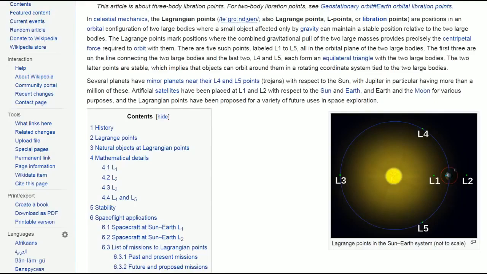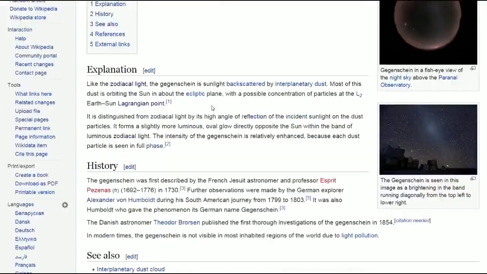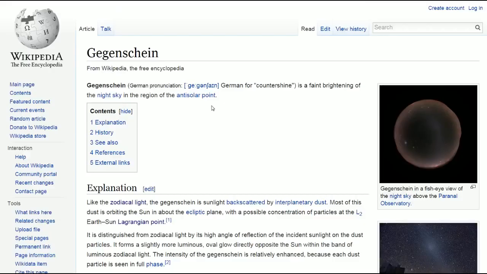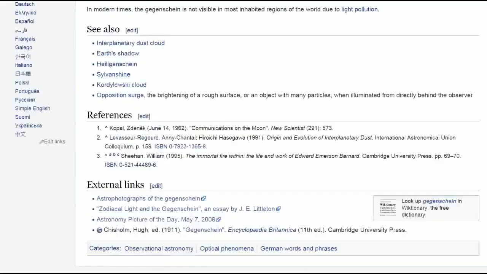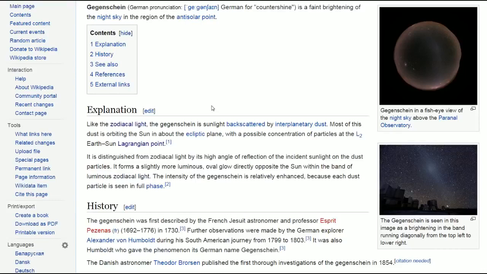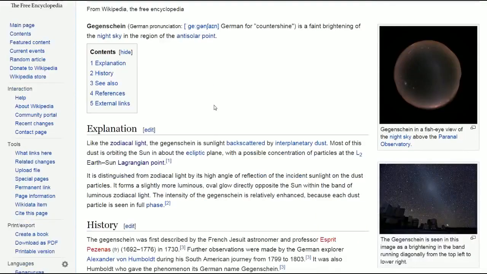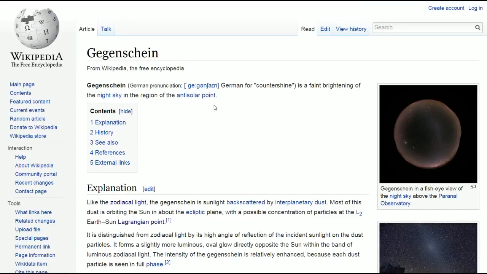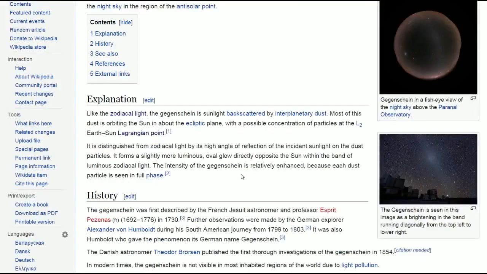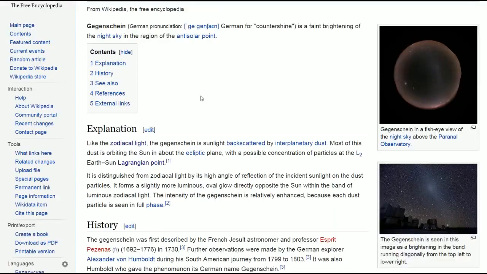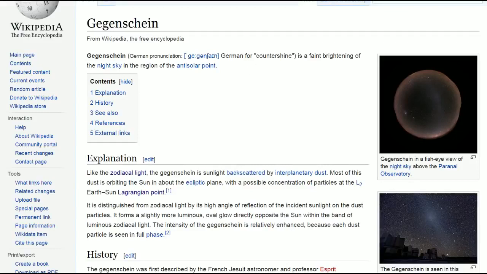And look at this Wikipedia page on the Gegenschein. Look how weak, look how anemic it is. This is all they have. If that is not indicative that they don't want people to know about the Gegenschein because it destroys a lunar eclipse in a heliocentric model, then I don't know what is. Okay, this is all they say. But they have to admit that it's anti-solar. Gegenschein is German for countershine, a faint brightening of the night sky in the region of the anti-solar point.